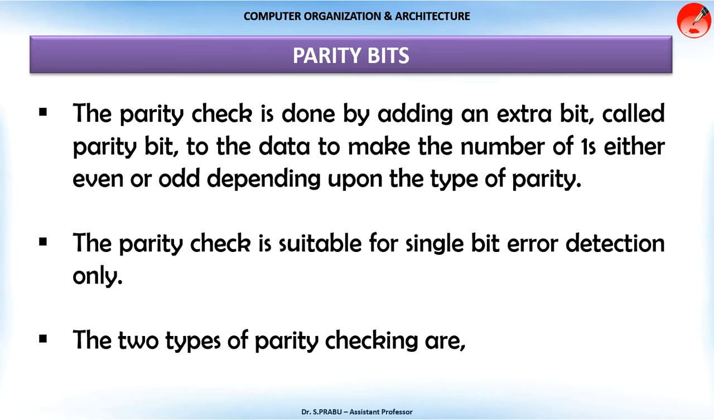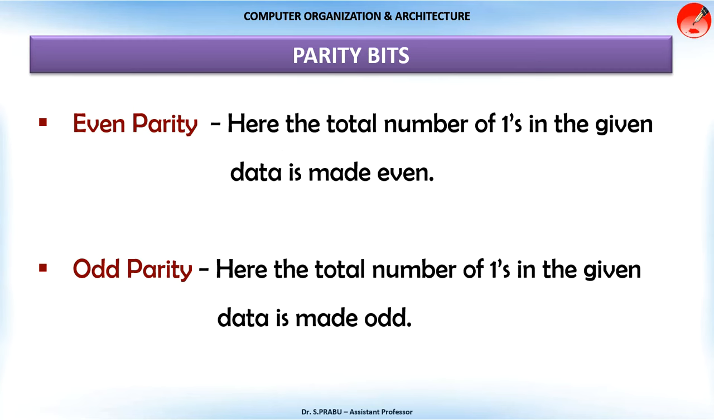There are two types of parity bits. One is even parity, another one is odd parity. Even parity is nothing but the number of bits including the parity bit is even. In odd parity, the number of bits should be odd including the parity bit.